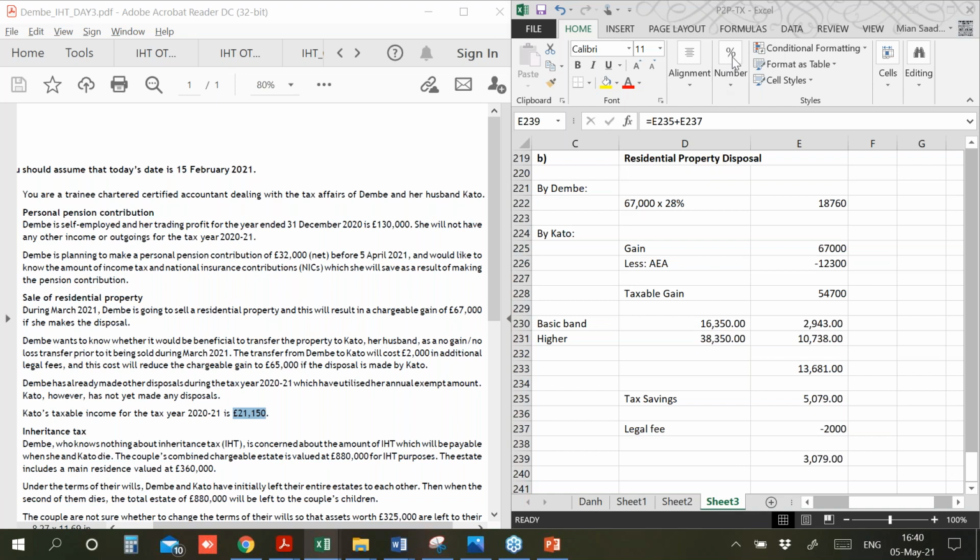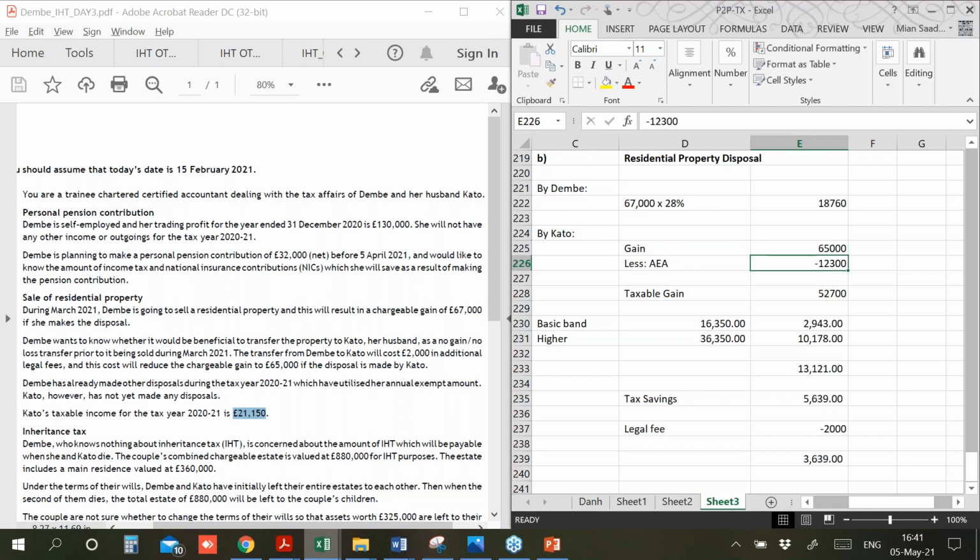So for Cato, the cost would have been 69,000 rather than 67,000. So what you can do is you can either increase the cost or you can reduce the gain by 2000. So I can reduce the gain by 2000 because if you increase the cost, the gain is reduced by the same amount.